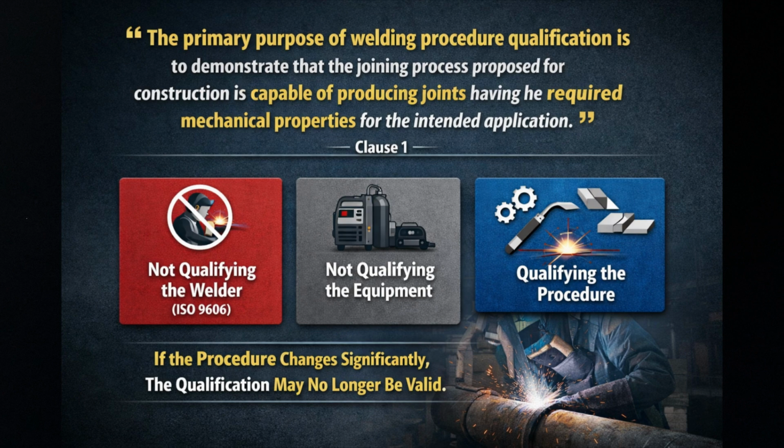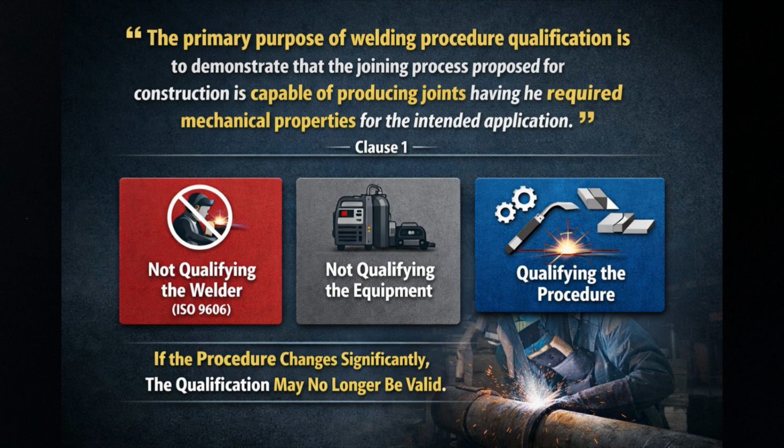Clause 1 states, the primary purpose of welding procedure qualification is to demonstrate that the joining process proposed for construction is capable of producing joints having the required mechanical properties for the intended application. That sentence is the heart of the whole standard.